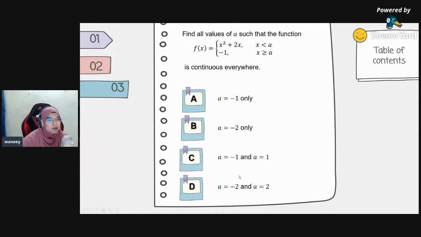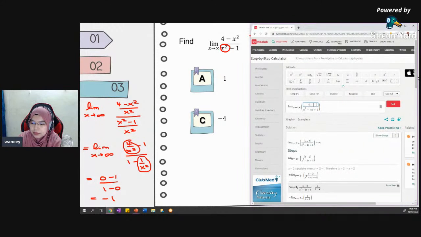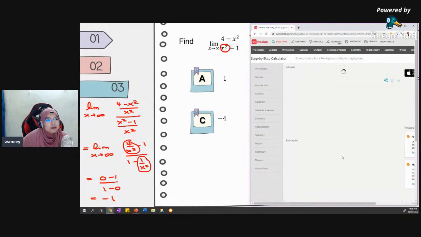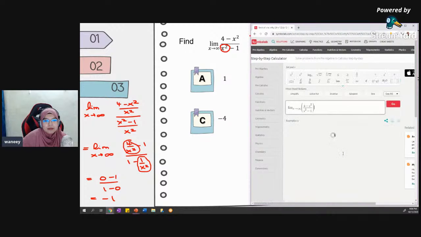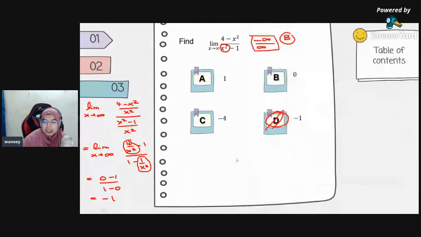Oops, lupa nak check guna Symbolab kan. Okay, next. Check dulu. Checking. Okay, so infinity. Infinity dia ada simbol dekat atas ni. So kita klik infinity kat sini. Okay, so the function is 4 minus x square over x square minus 1. Okay, so the answer is negative 1. So kita boleh check lah jawapan kita.